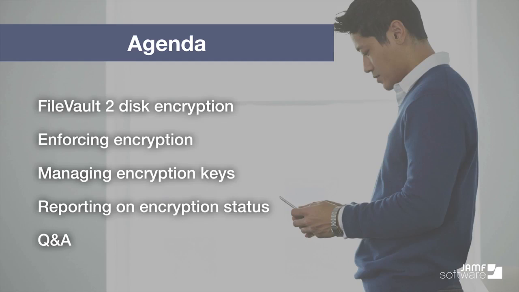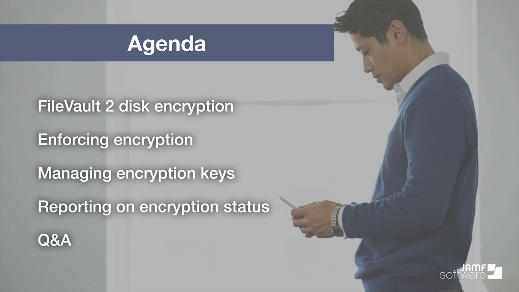Our agenda today, we're going to talk about FileVault 2 disk encryption. Since this is the best practices for encrypting Macs, we need to start off with a base of what the technology is that allows us to do that. Next, we'll be talking about enforcing encryption. So what does it mean to have all of your Macs in your environment and to say everyone needs to be encrypted? We'll talk about that.